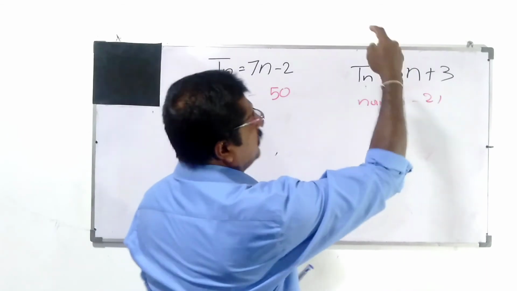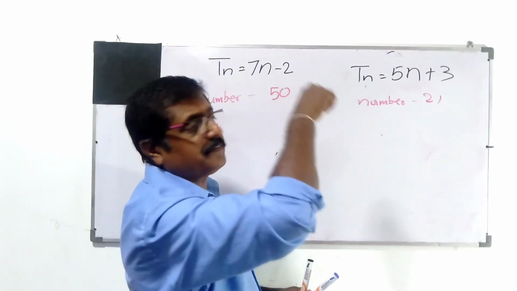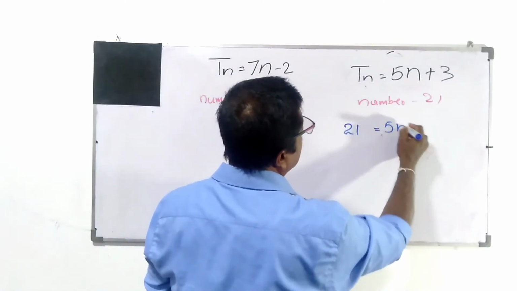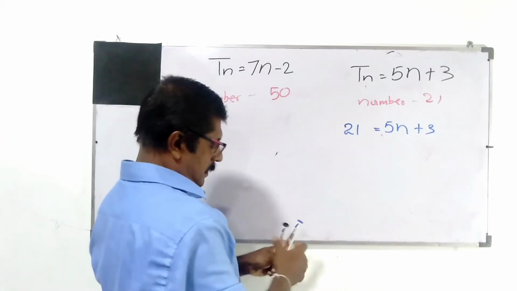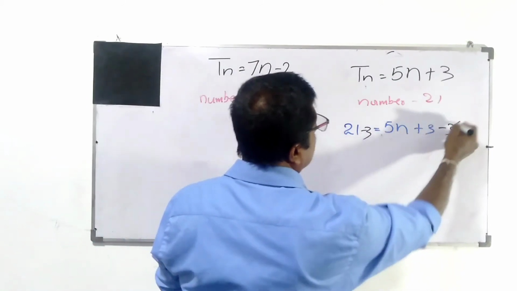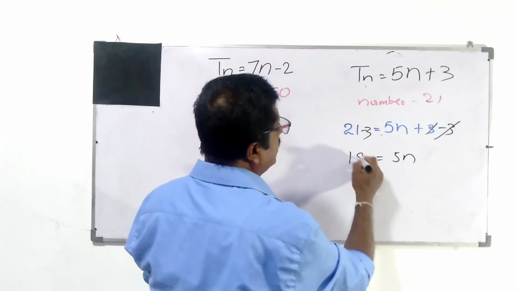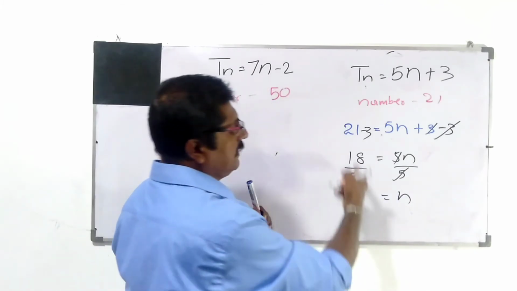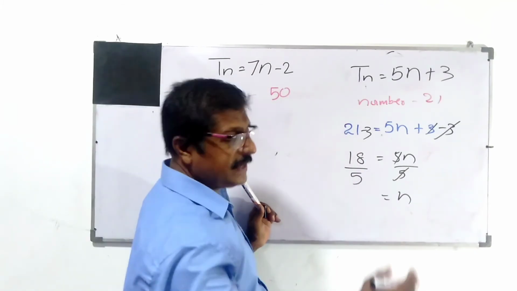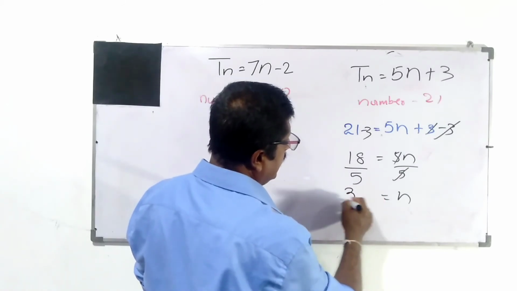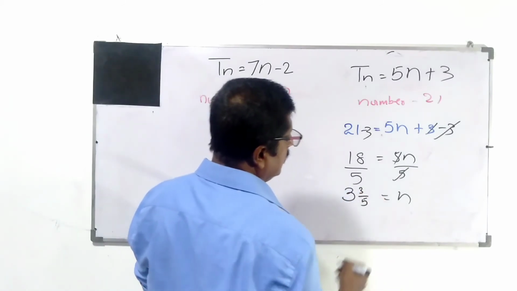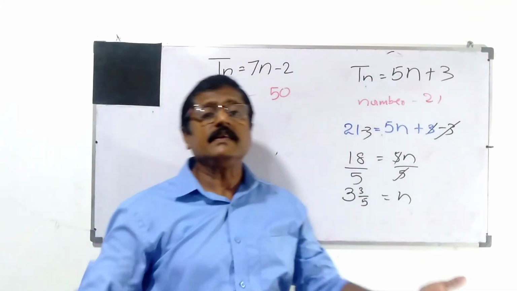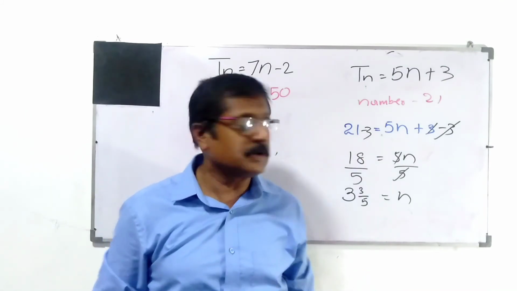Alright, now the number is 21. Now you have to find the position of 21 in this progression. Okay, now put 21 equals 5n plus 3. Then subtract 3 from both sides. Then 5n equals 18. Then divide by 5. What happens? This is not divisible. Then you get a fractional answer, 3 and 3/5. Then what can we say? 21 is not a term of this progression, because this is a fraction.